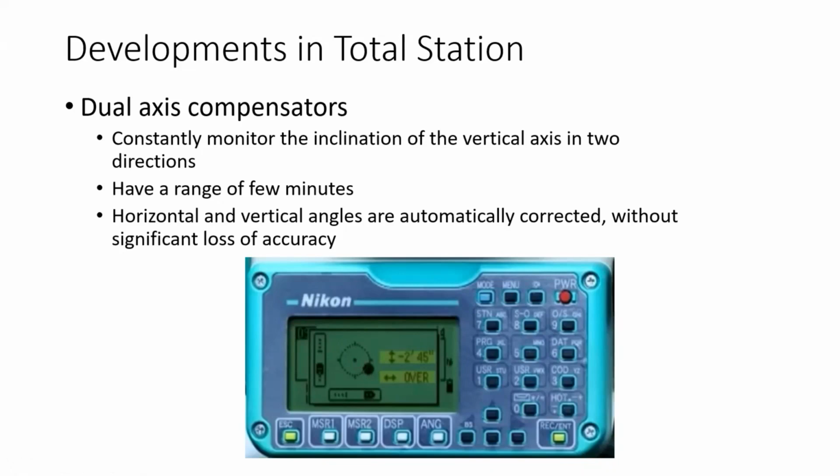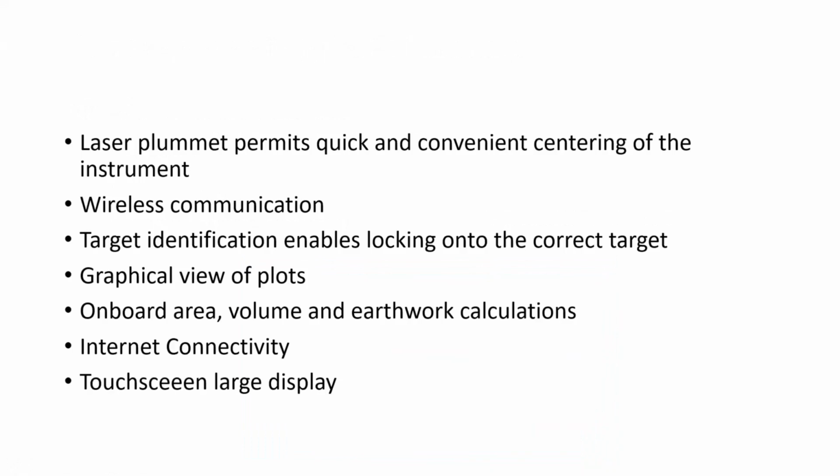If the instrument is not leveled, the instrument can be inclined. If the instrument is inclined, the distance will be erroneous, and the coordinates will be erroneous. Laser plummet. Plummet is an option in the instrument to find out whether the instrument is exactly set over the station or not. So, laser plummet.